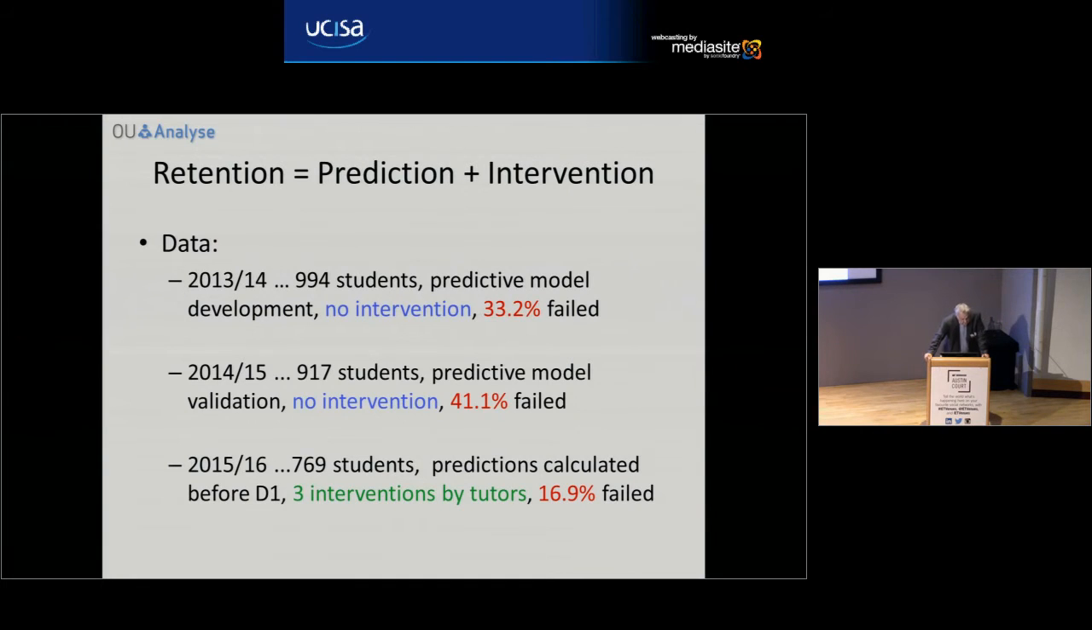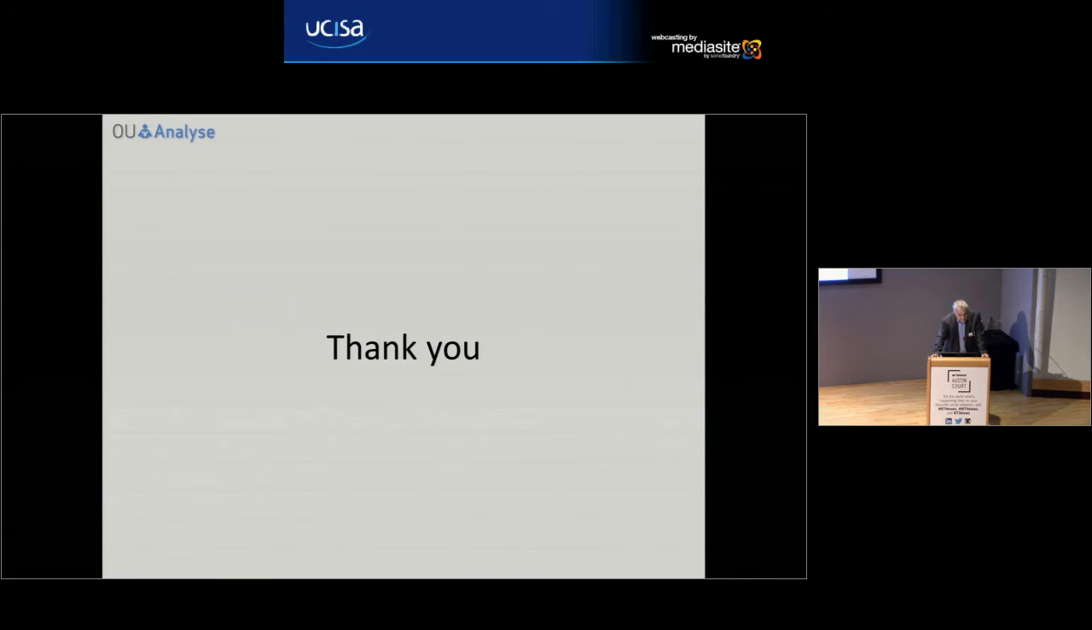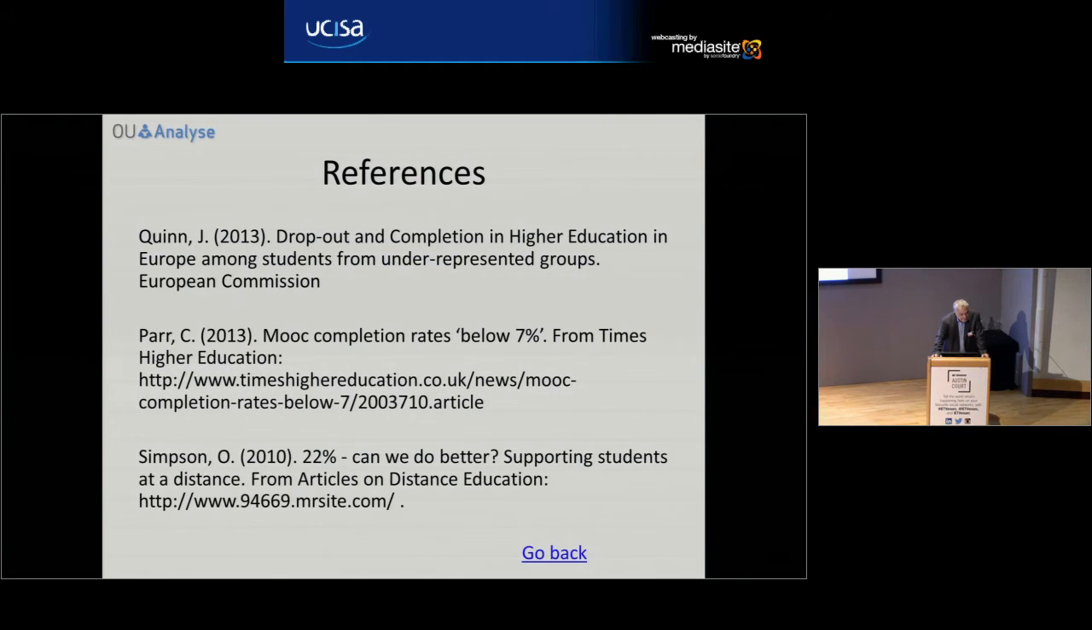I am not claiming that it's all because of our predictive modeling. Maybe the 2015-16 cohort was very clever. Maybe the previous one wasn't. I don't know. I'm just giving you numbers. And I think it obviously needs more investigation, more research to evaluate what it is. But the trends are quite clear. And this is the real end. And these are the references which I mentioned.